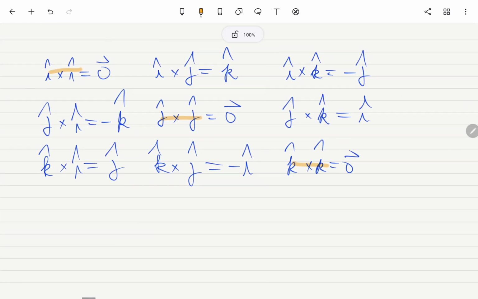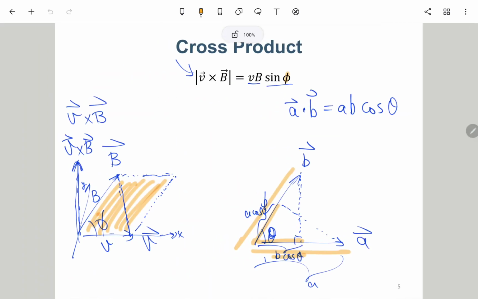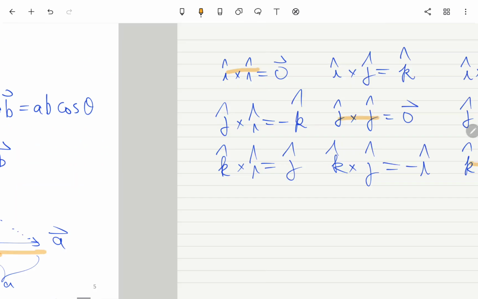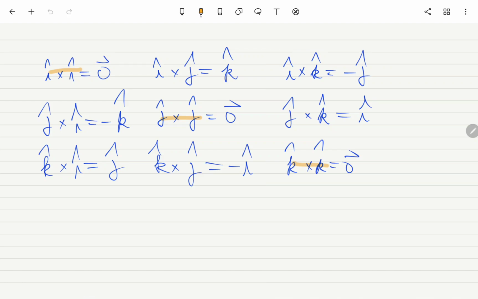You have a sine of phi. If v and b are the same vector, or parallel to each other, then this phi will be 0. Sine of 0 will be 0. So if a unit vector is crossed with itself, it will be a zero vector. But for the others, it will be another combination. So it is quite difficult to memorize.